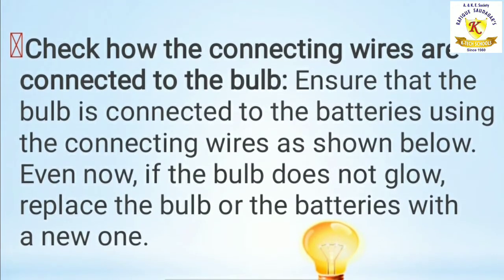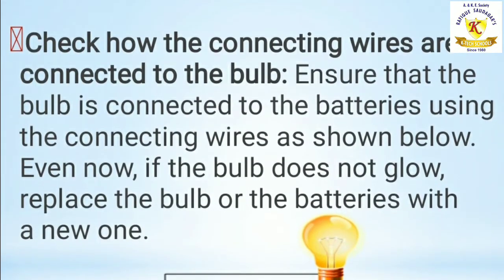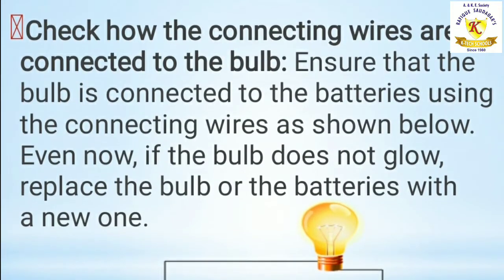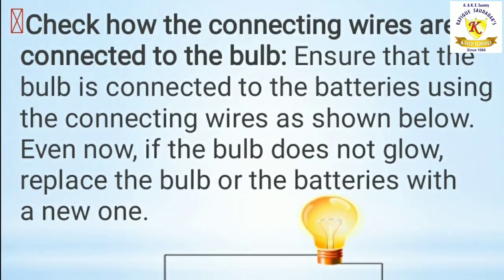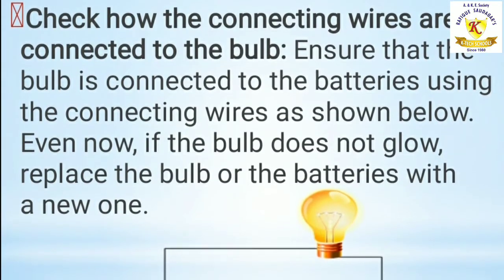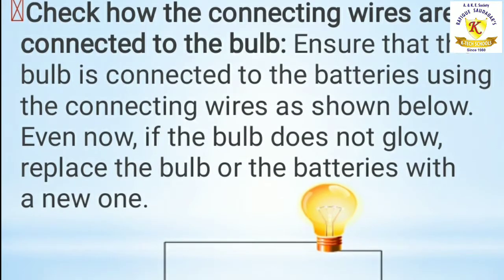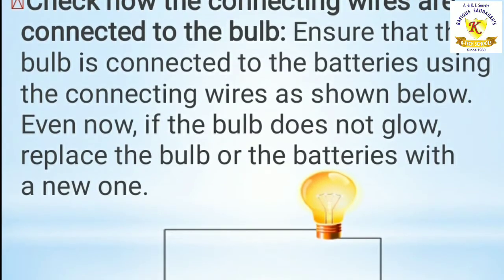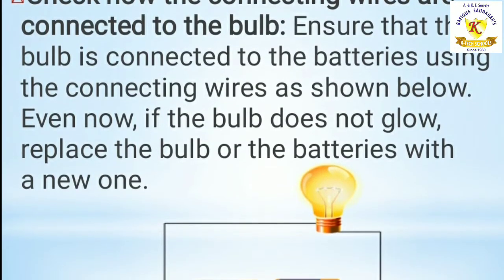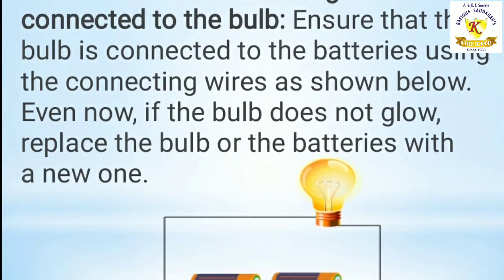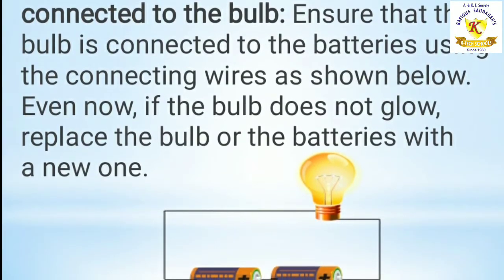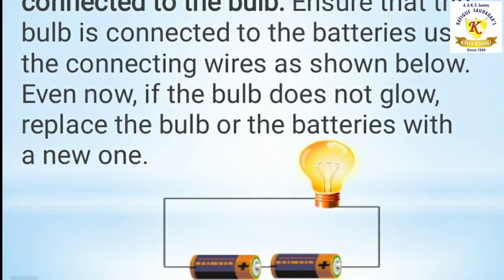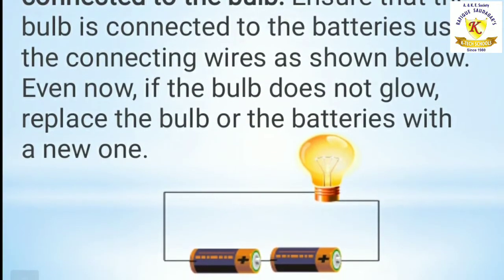Check how the connecting wires are connected to the bulb. Ensure that the bulb is connected to the batteries using the connecting wires as shown below. Even now, if the bulb does not glow, replace the bulb or the batteries with a new one. Understood, children? And you also have to draw the diagram which is being displayed over here.